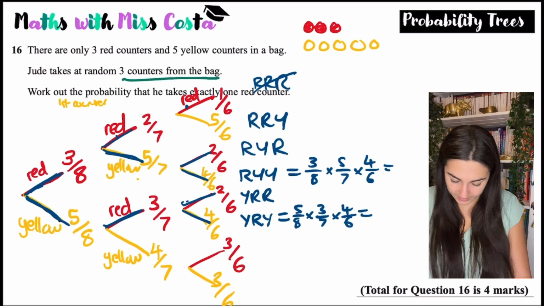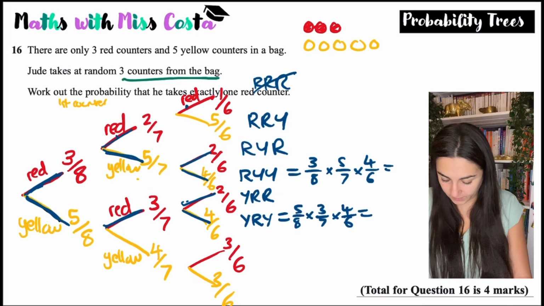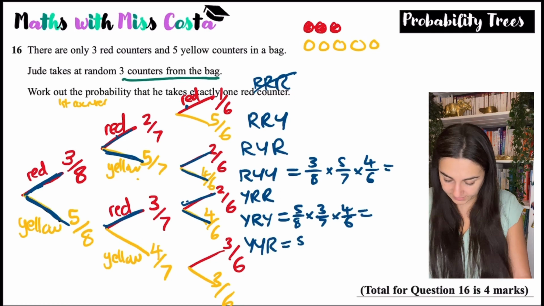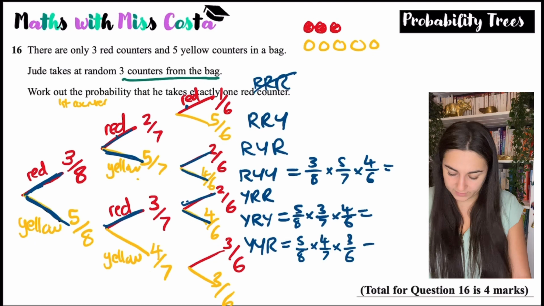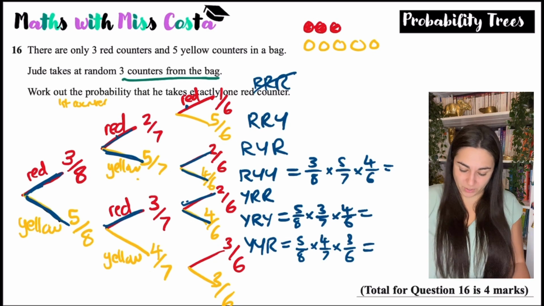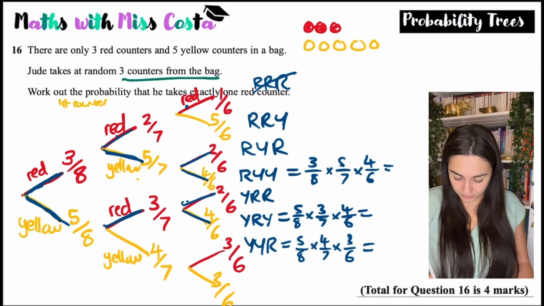What other route? So yellow, yellow, red. Yep, yellow, yellow, red would work because there's only 1 red counter. So that would be 5/8 times by 4/7 times by, oh, what did I say? Yellow, yellow, red, 3/6. And then obviously the final route is yellow, yellow, yellow, which gives you no red counter, so you wouldn't use that.